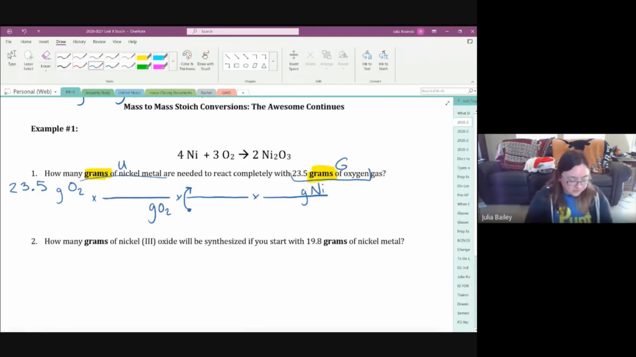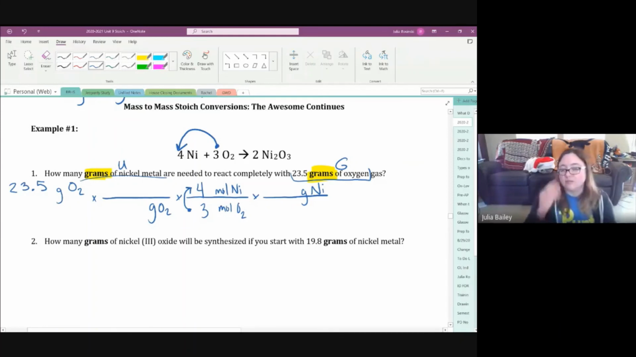Remember, your mole bridge goes from the given moles on bottom to the unknown moles on top. So the given moles this time is oxygen and the unknown is nickel. And then your numbers for that mole bridge come from the reaction. So your given oxygen to your unknown nickel, it's 3 oxygen and it's 4 nickel.